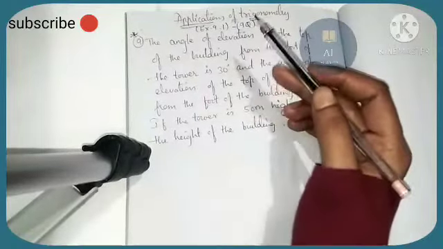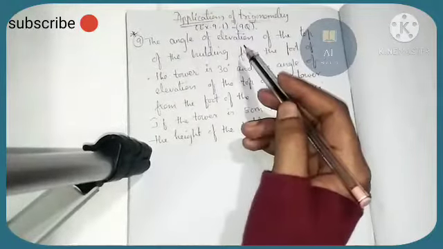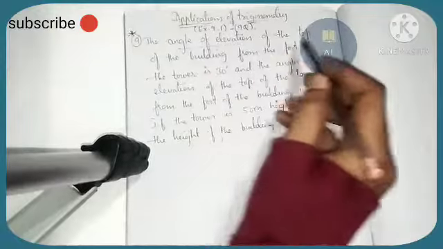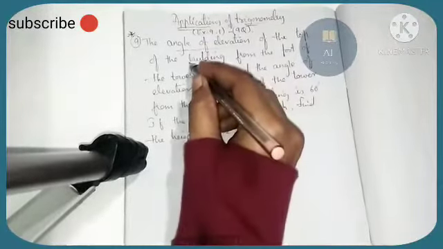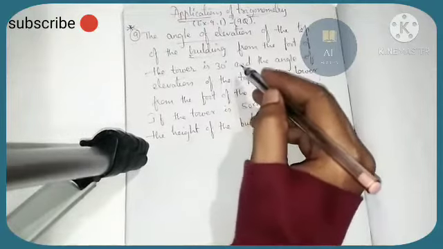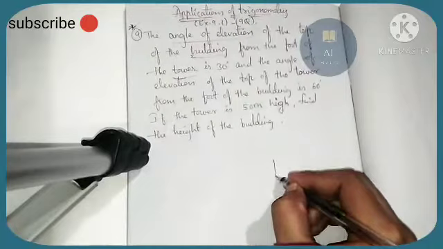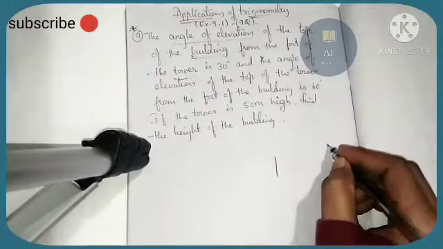Our today's chapter is application of trigonometry, and the question is: the angle of elevation of the top of the building, from the foot of the tower, is 30 degrees. Okay, so here you can see building and tower is there. So drawing the figure is most important over here.